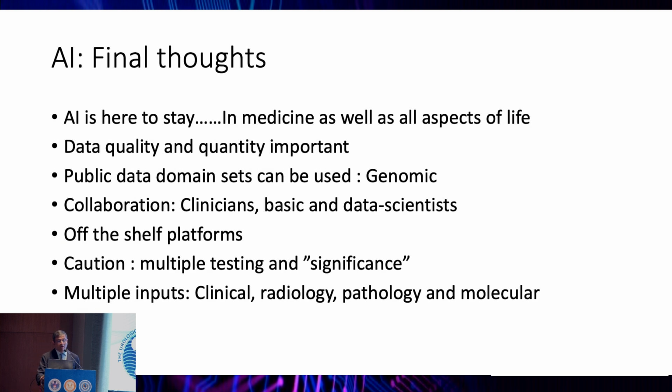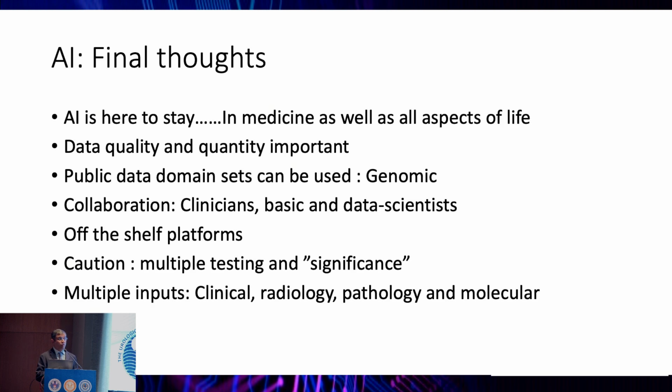So to conclude with AI, it is here to stay, whether in medicine or all aspects of life. I think the data quality is as important as the quantity, but quantity is important too. I think there are increasing uses of public domain data. For MRI and pathology slides, there are now data sets that are publicly available that you can test against, and genomic data because of the TCGA. I think you do need collaboration between your data scientists and software engineers. You can get off-the-shelf platforms to get started.